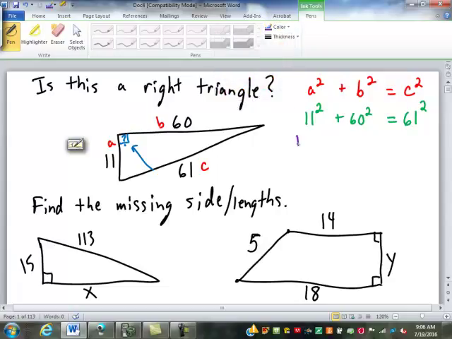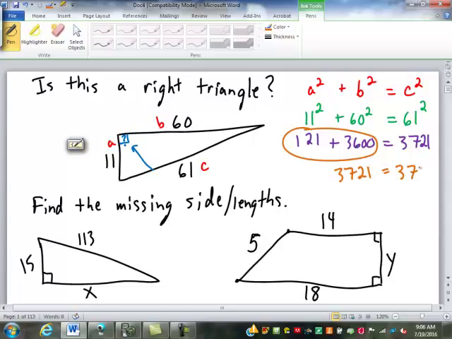Well, 11 squared is 121. 60 squared is 3,600. 61 squared is 3,721. We add 121 and 3,600 to get 3,721. What's that tell us? It's a right triangle. Because those two numbers came out to be equal, that is a right triangle, and this is a right angle here.